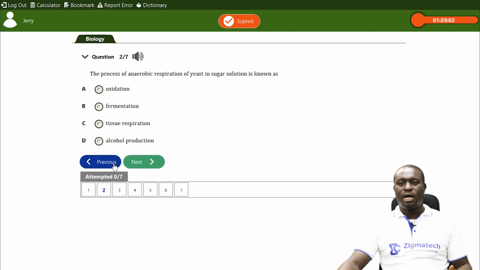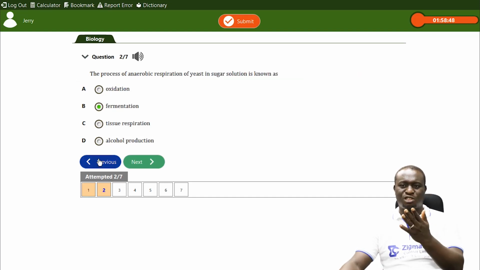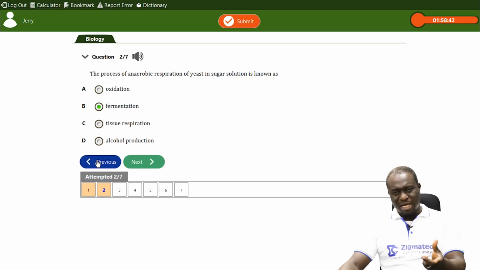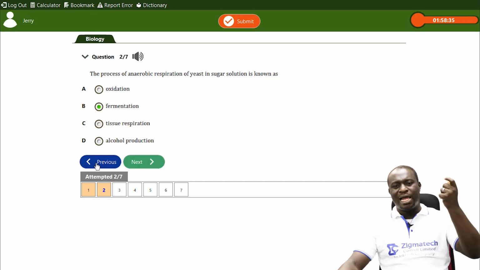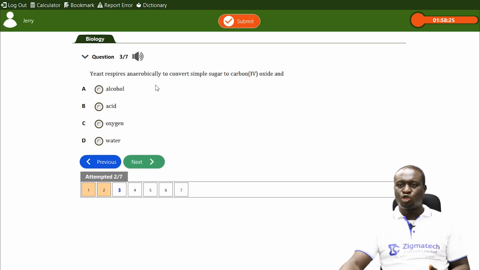Number 2 question says the process of anaerobic respiration of yeast in sugar solution is known as fermentation, and that is B. We mentioned that earlier, when I was explaining fermentation. I said yeast is involved in breaking down glucose or sugar, which is a form of glucose, breaking it down into alcohol, carbon dioxide, and energy in the form of ATP, which is released. Number 3 question states, yeast respires anaerobically to convert simple sugar to carbon dioxide, and the correct answer is A, which is what? Alcohol. Yeast is involved to alcohol.